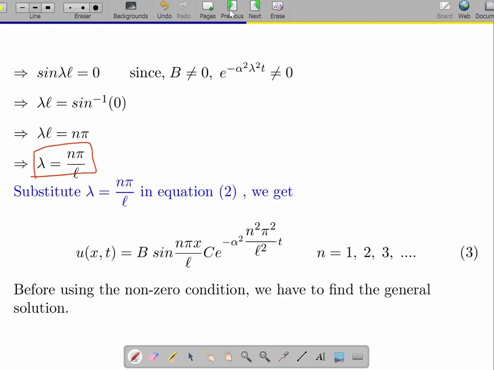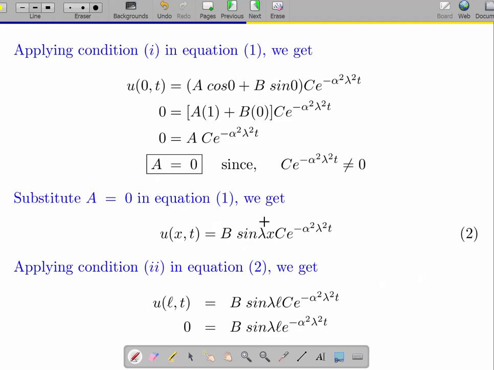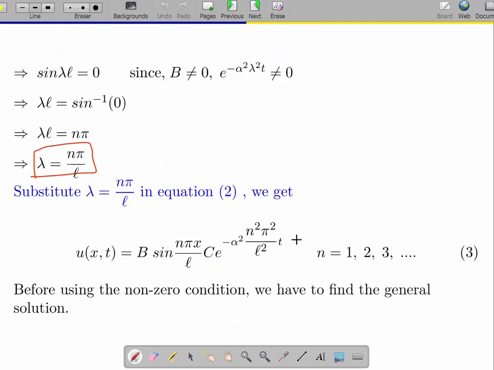Now we can replace lambda with n pi by l in the updated solution, here and here. So we get the updated solution, where n runs from 1, 2, 3 up to infinity. b and c are constant terms, and the multiple of two constant terms is again another constant term, which we take as bn. Now we replace all those things.